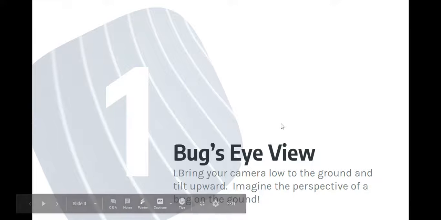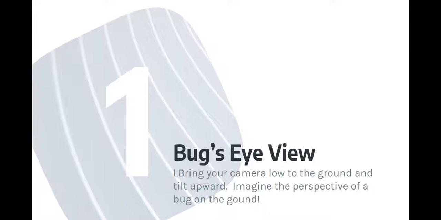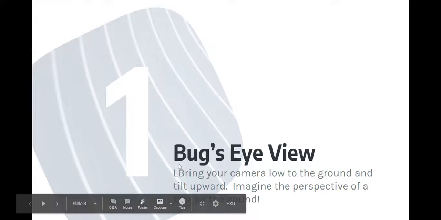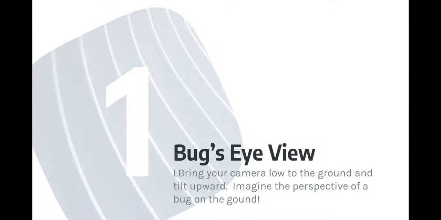So the first angle we're going to look at is a bug's eye view. Much like the title implies, you're going to get down low to the ground and tilt your camera upward. So imagine the perspective of being a bug on the ground. So you're small and you're looking up. You could also be right down on the ground and looking straight across. That's kind of a neat angle as well.